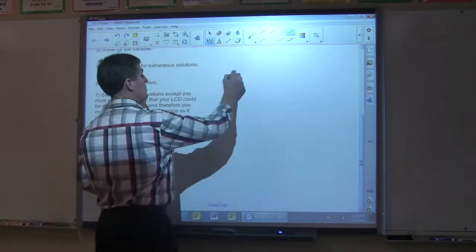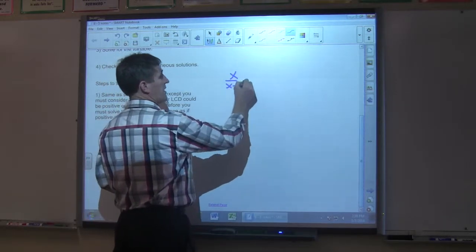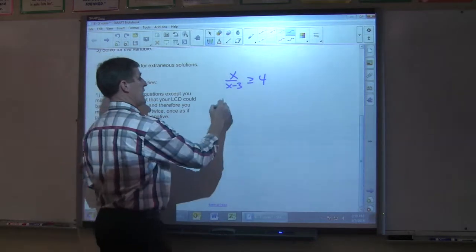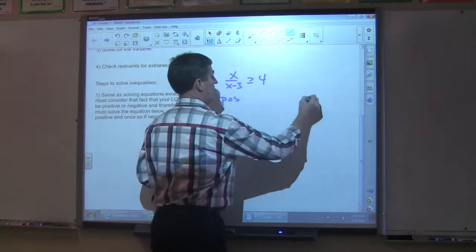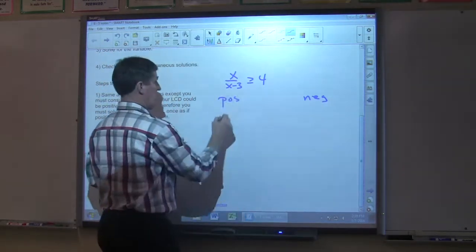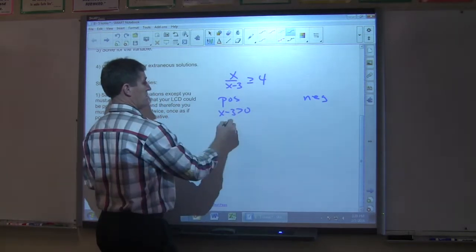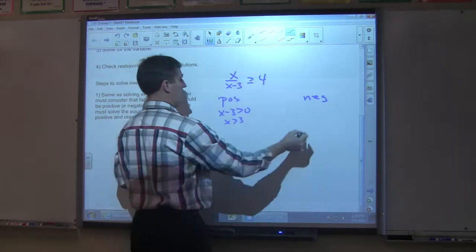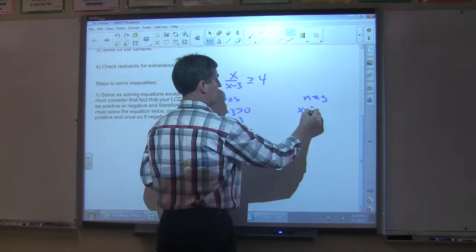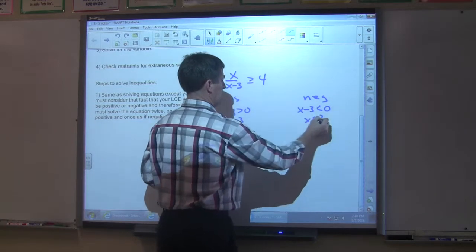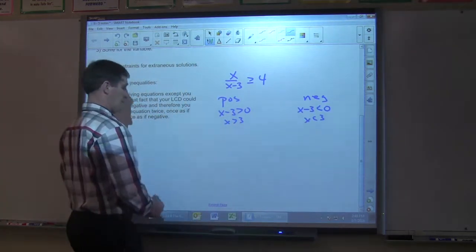Second problem, let's do x over x minus 3 is greater than or equal to 4. So again, we have to do it as if it's positive and if it's negative. So if it's positive, x minus 3 is greater than 0. So x has to be greater than 3. And for this one to be negative, x minus 3 would have to be less than 0. So x would be less than 3. So now we do this both ways.